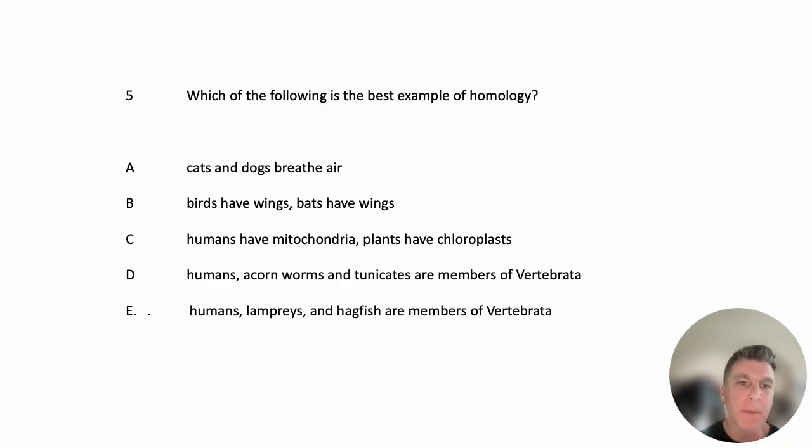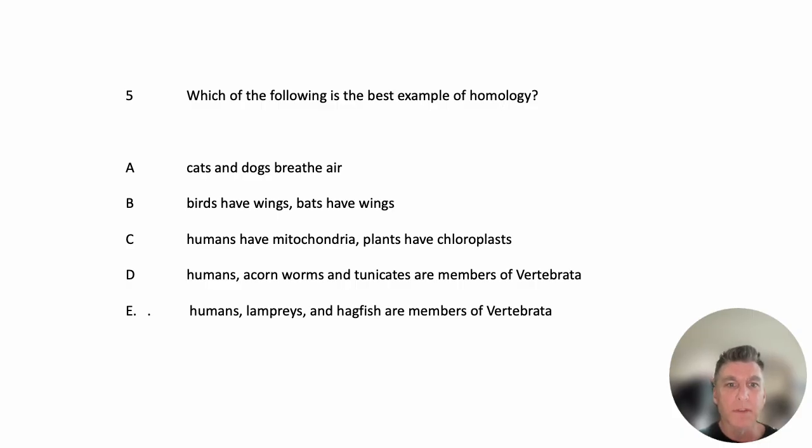So here are the options. Cats and dogs breathe air, birds have wings, bats have wings, humans have mitochondria, plants with chloroplasts. A set of taxa are members of Vertebrata, or a different set of taxa are members of Vertebrata. The answer here is A. And I think it throws people who don't have a strong understanding of the concept to think about something as simple as breathing air and having this supposedly complex concept in biology apply to it.